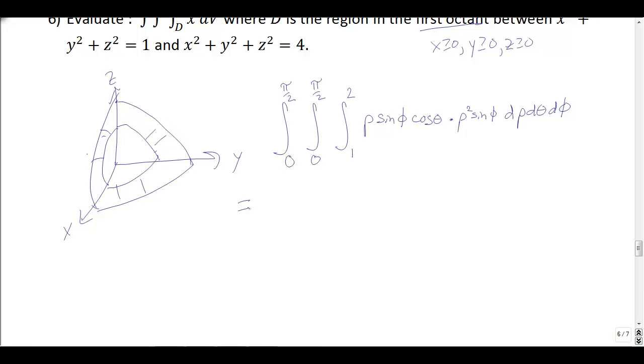What we get, okay, so it's going to do rho first. We have rho squared times rho. That's a rho cubed. So it's going to give us a rho to the 4th over 4. And we have a sine squared phi cosine theta. And when we integrate our rhos, we get rho to the 4th over 4 from 1 to 2, d theta d phi.